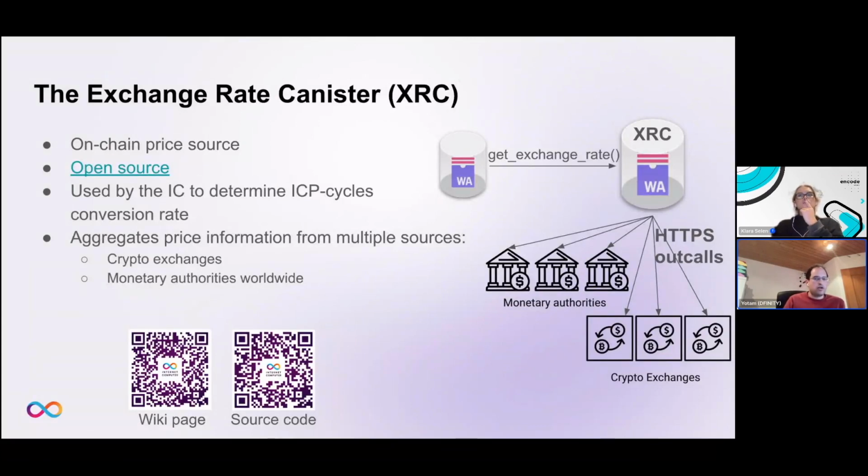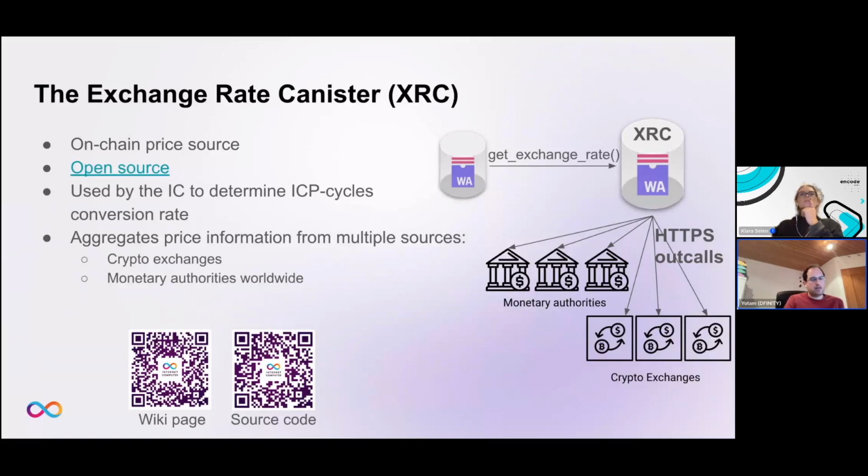The cycles minting canister on the NNS network, on the NNS subnet, calls this function periodically every 10 minutes or so with the ICP to XDR exchange rate, and it gets the up-to-date exchange rate. But you can call it with any pair of assets that you want, any cryptocurrency, any fiat currency, any pair that you want for any timestamp.